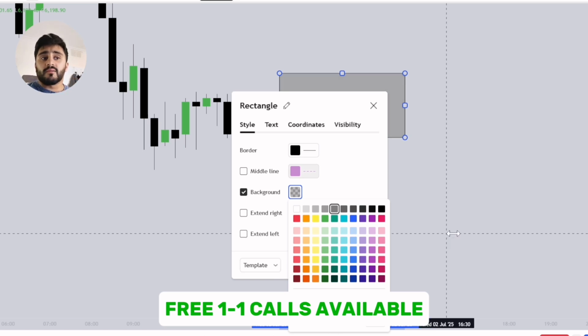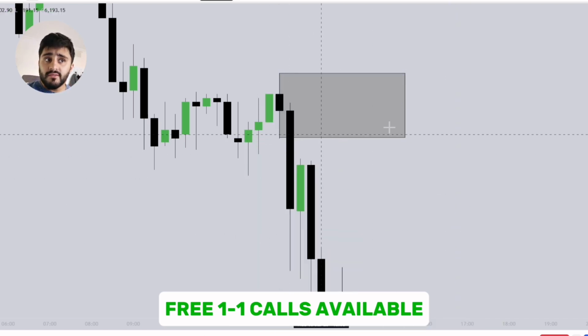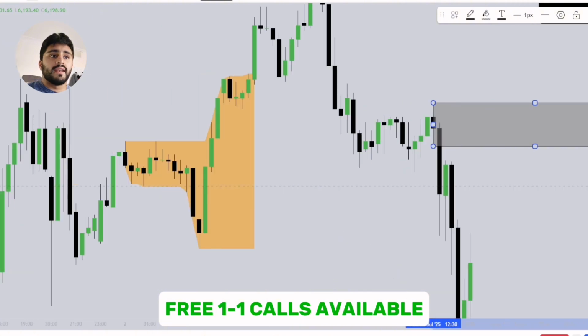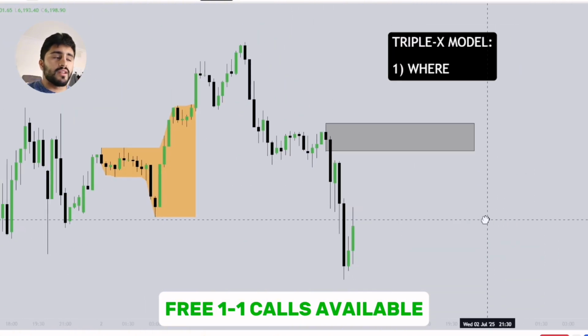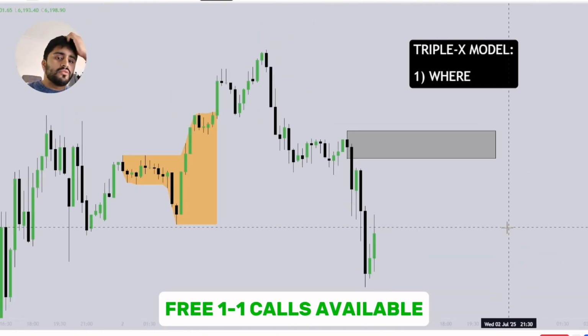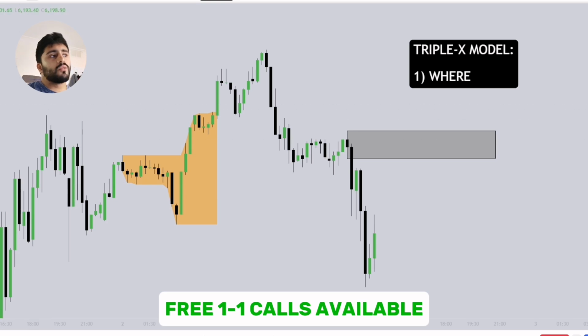This is my fair value gap, and this is my point of interest. Now, a couple of things about this point of interest I want traders to understand. I call this a two-phase manipulation model, because price manipulates both sides of the Asian range.